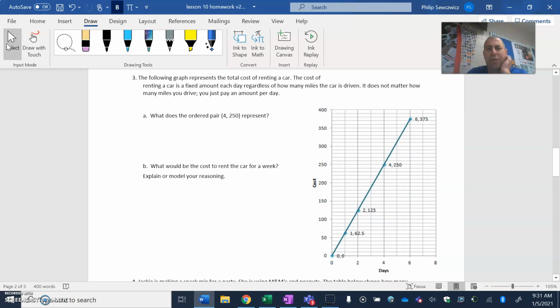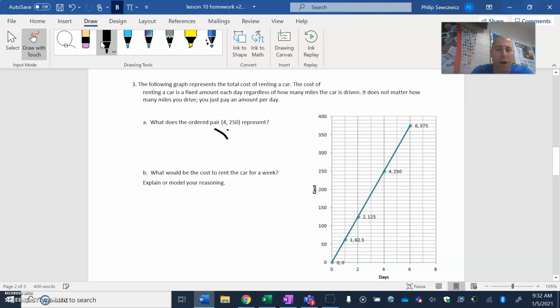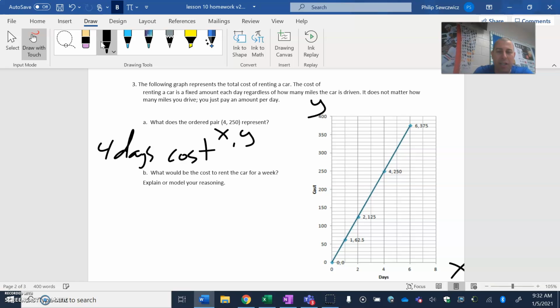So the following graph represents the total cost of renting a car. The cost of renting a car is a fixed amount each day, regardless of how many miles the car is driven. It does not matter how many miles you drive, you just pay an amount per day. What does the ordered pair stand for? Remember, x-coordinates, y-coordinates, x-axis, y-axis. So 4, that's 4 days, because x-coordinate, x-axis, and that's your cost. 4 days cost $250. So again, I'm using the coordinates to help with the axis.